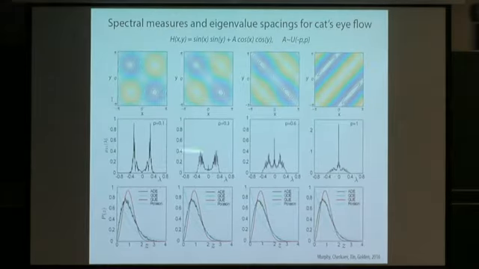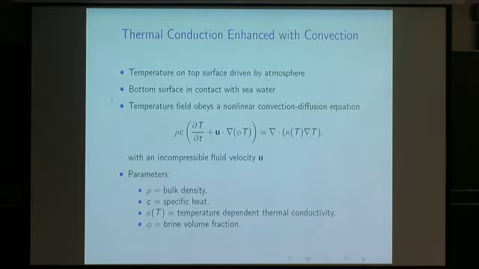Again, here's just some spectral measures. These are calculations for a cat's eye flow, and these are all in that Gaussian orthogonal ensemble situation. And these are the spectral measure calculations themselves. And we hope to go a lot further down this road because it's a very interesting one. Now, specifically to sea ice, and something that may well be of interest to you guys here, thermal conduction enhanced with convection.